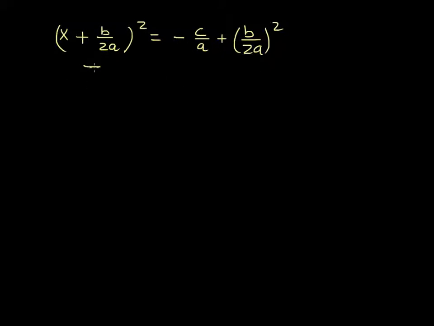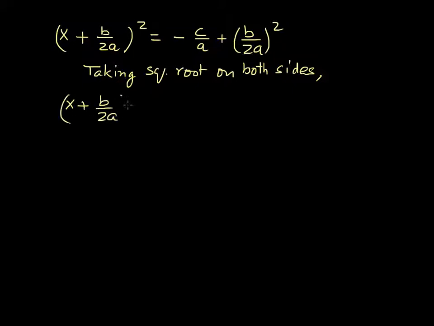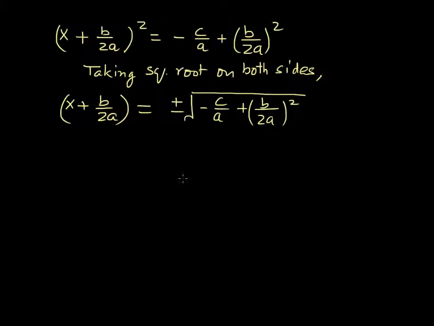So now we can take square roots of both sides, right? So what we get? On the left hand side we get simply x plus b upon 2a, and on the right hand side, we get under root of this quantity, which is minus c upon a plus b upon 2a, and then whole square here. Let's put plus minus here.